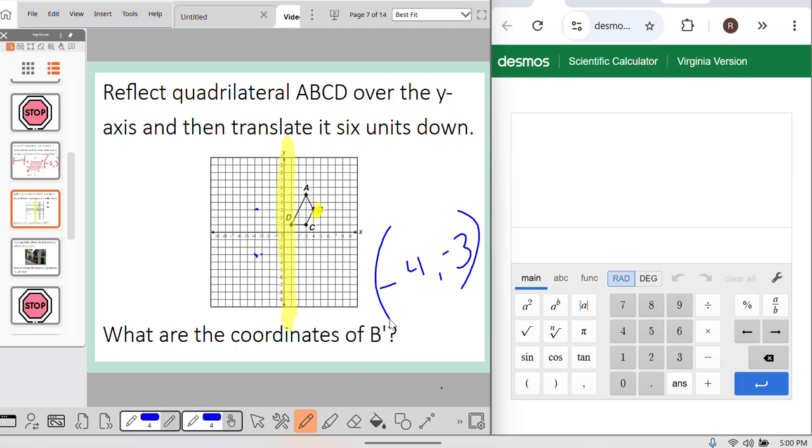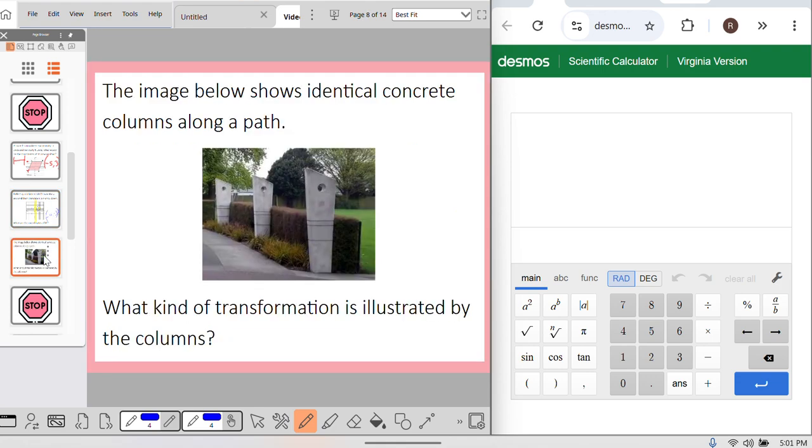Again, all we had to worry about was the B. Do the reflection first because it was listed first. All right, so 1, 2, 3, 4, 1, 2, 3, 4. We ended up at -4, and then when we went down 6, we ended up at -3. All right, let's try the next one.